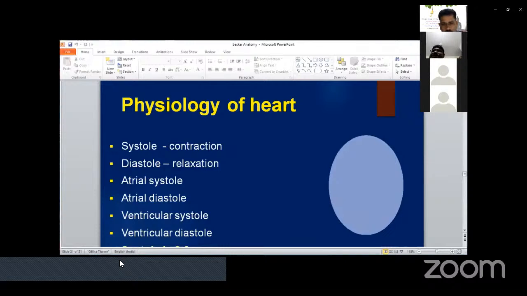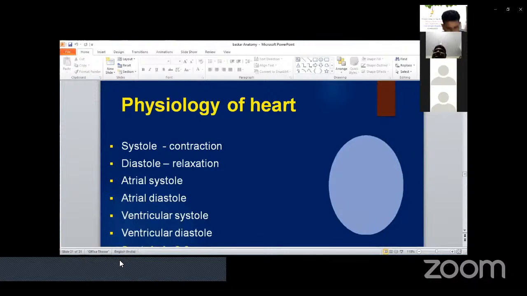In a single beat, 70 ml of blood is ejected, multiplied by 75 heartbeats per minute. When these two are multiplied, we get the cardiac output. Here they have mentioned 5250 ml of blood, which is called cardiac output. The amount of blood ejected by your heart in a single minute is called cardiac output.